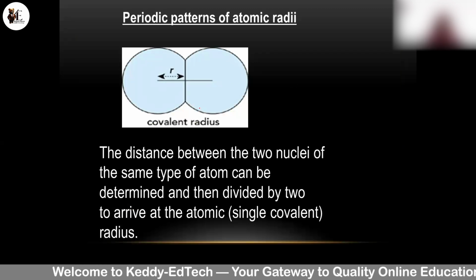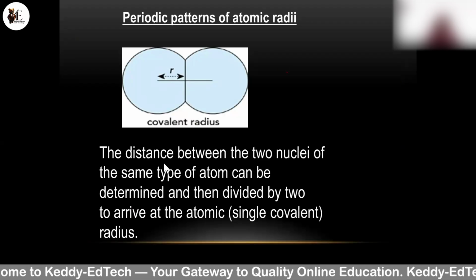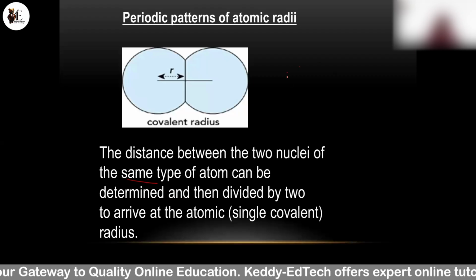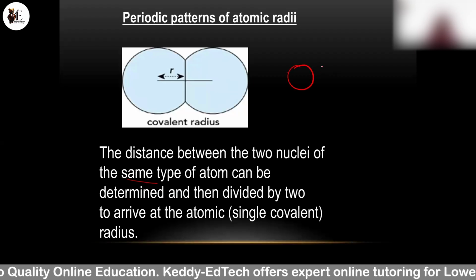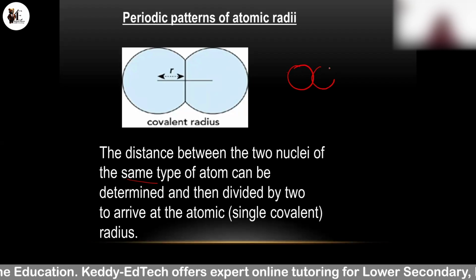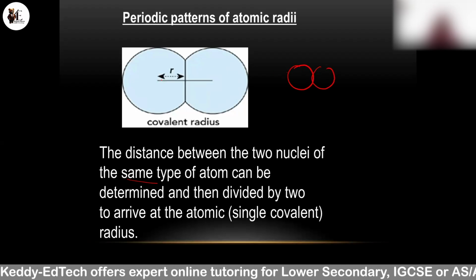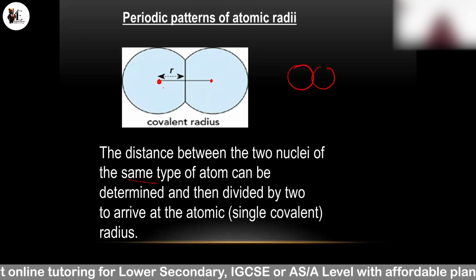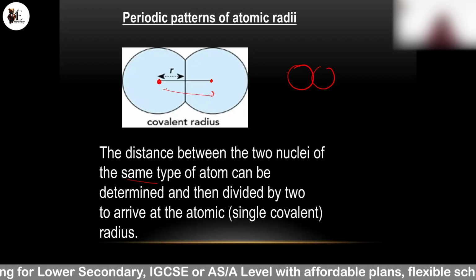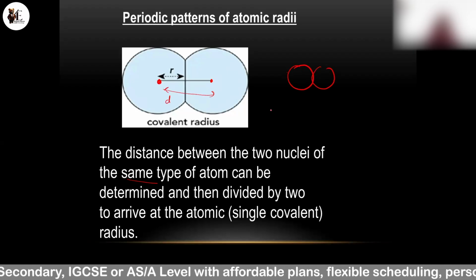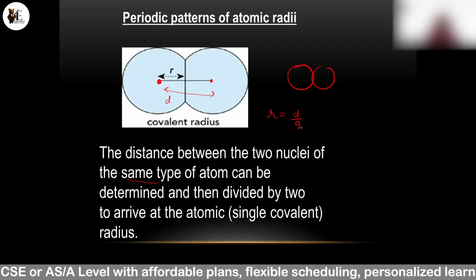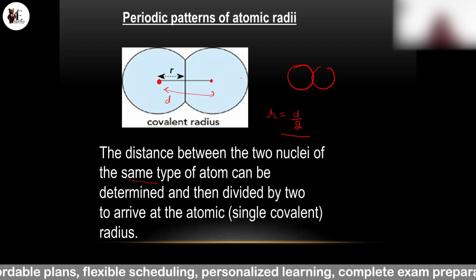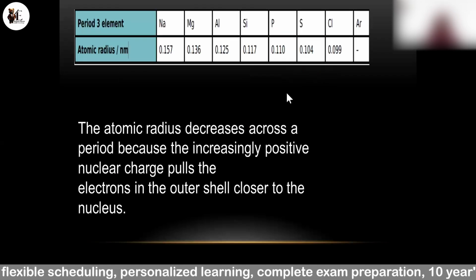First is covalent radius. What is the covalent radius? It is the distance between the two nuclei of the same type of atom, for example oxygen and oxygen. If you measure the distance between the nuclei of two atoms of the same type, suppose this is D, then to calculate R you just have to divide it by 2. So this is your atomic radius, or you can say single covalent radius. This is about covalent radius.